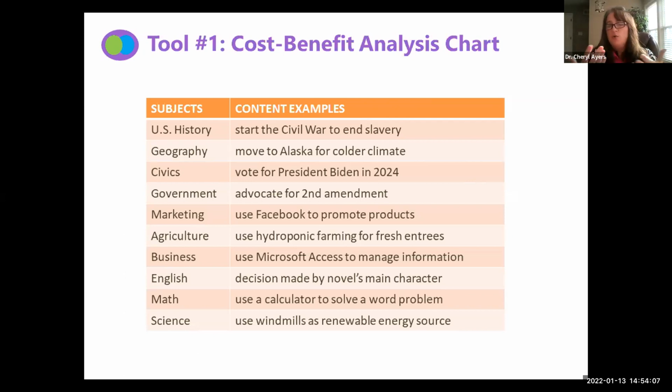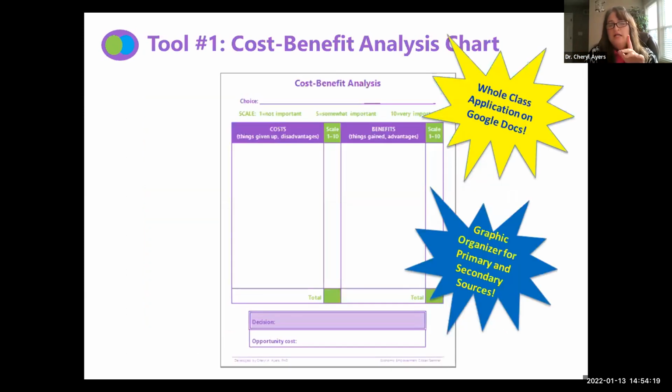Science, you know, in terms of renewable energy, what are the cost and benefits of using windmills, which we're slowly moving towards? So those are some content examples. So now what I want to hear from you in just a second is where you might integrate a cost-benefit analysis, but I want to leave you with this.